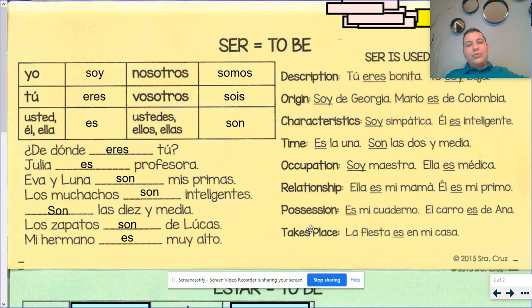All right, so that's a quick intro to the verb ser. I hope you enjoyed it and kind of made sense. As we do more practice of this conjugation, I hope it rings more bells and that you have this aha moment. But that's how you conjugate. You have the pronouns, you have the different conjugations for each one of the pronouns. The verb to be is used in all of these different ways for description, origin, characteristics, time, occupation, relationship, possession, and where things take place.